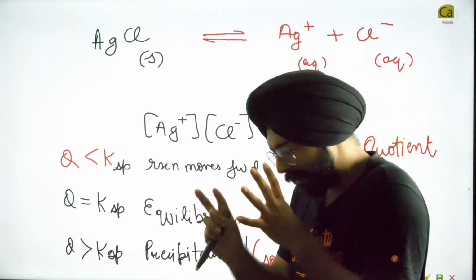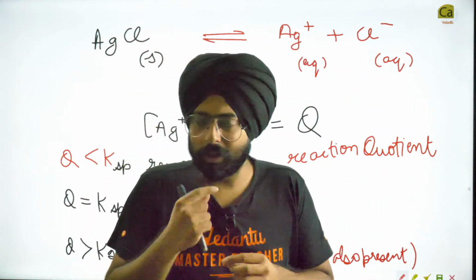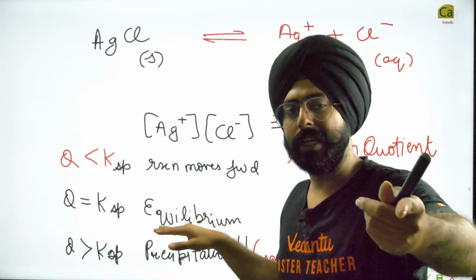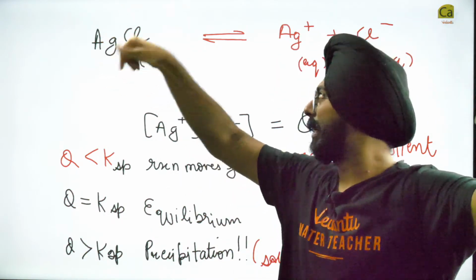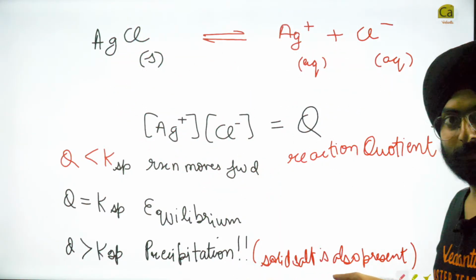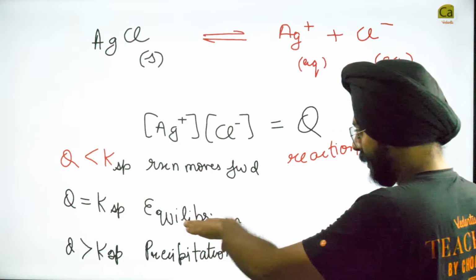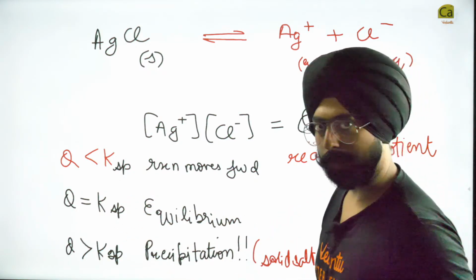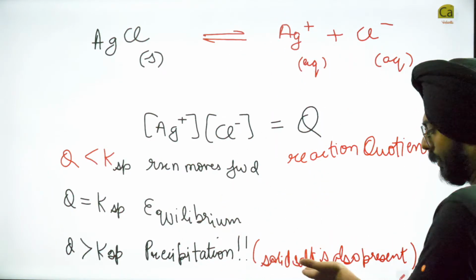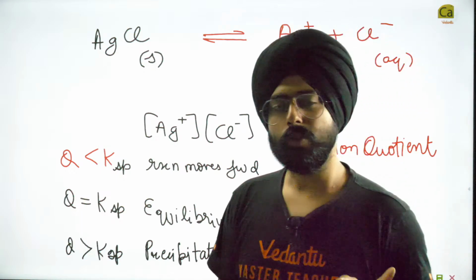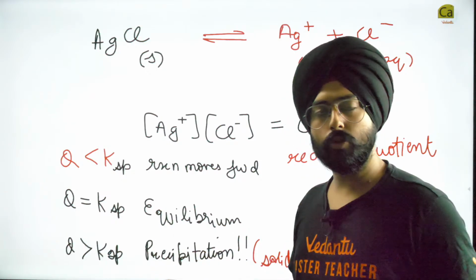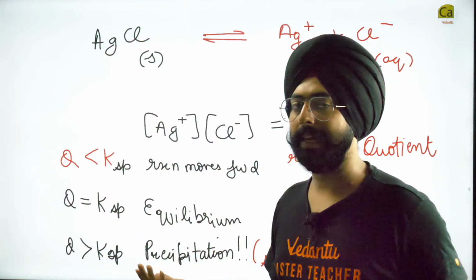Are you getting some amount of idea? You start with the solid, it dissolves, it dissolves, then you reach equilibrium. Beyond equilibrium, solid doesn't dissolve anymore. Solid now remains as a solid. When the Q becomes greater than KSP, solid remains a solid. Precipitation, solid is also present. So what am I saying to you? After equilibrium, precipitation will happen. Beyond equilibrium, you can't dissolve anything anymore.